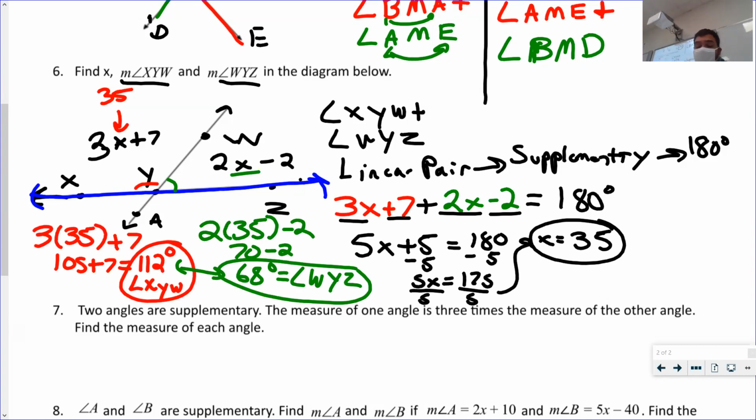The key thing here is, since I know it's a linear pair, I know it's supplementary. Since I know it's supplementary, I know it adds up to 180. Since I know it adds up to 180, I can set the two expressions equal to 180. You have to follow that logic. And I'm telling you it like this because it's very important when we get to chapter 2, which will be after the break. Any questions on this?